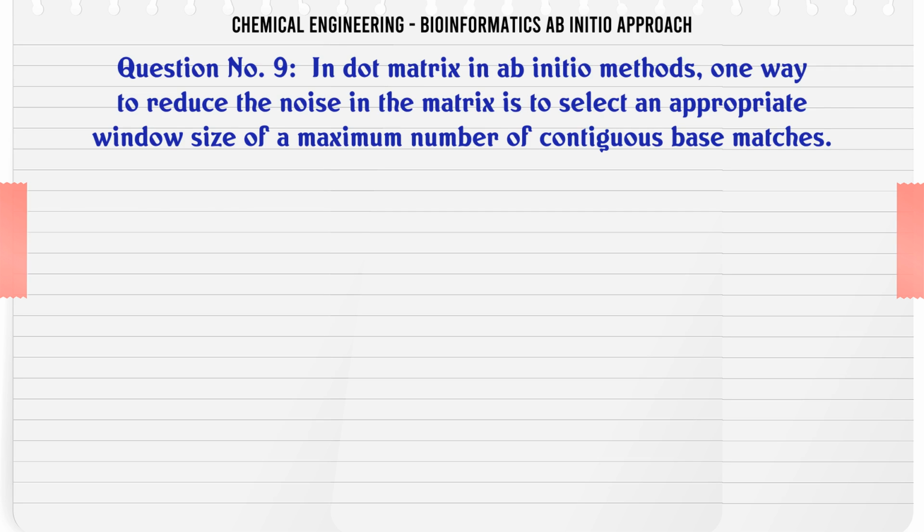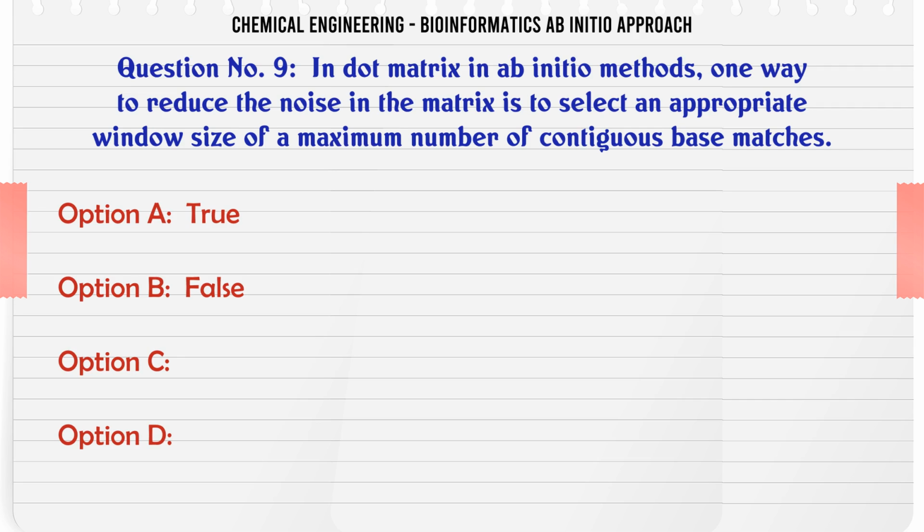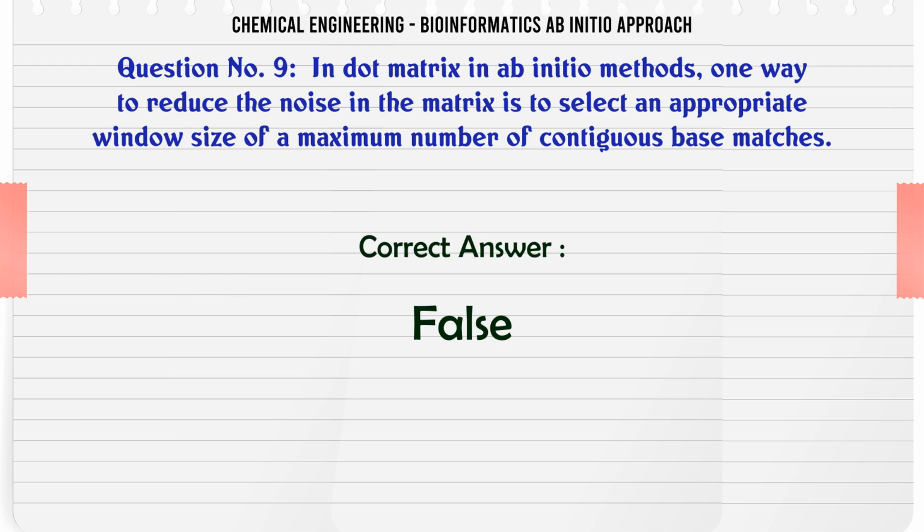In dot matrix in ab initio methods, one way to reduce the noise in the matrix is to select an appropriate window size of a maximum number of contiguous base matches. A. True. B. False. The correct answer is false.